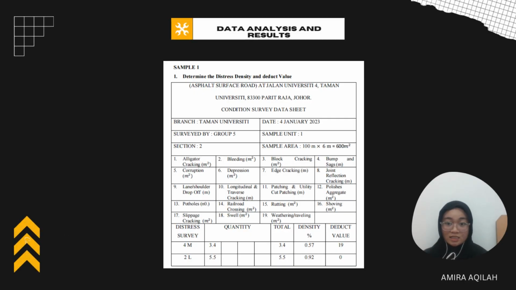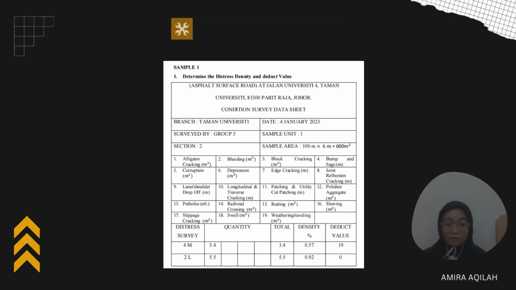For data analysis and result, firstly we have to determine the distress density and deduct value. For sample 1, we got dents in medium severity and bleeding in light. So the 4M we calculate in length and the 2L we calculate in area. So density we calculate with the formula 100 multiplied by total over area. So we got the density and that value we can get from the graph.